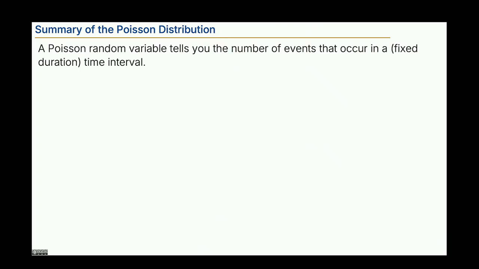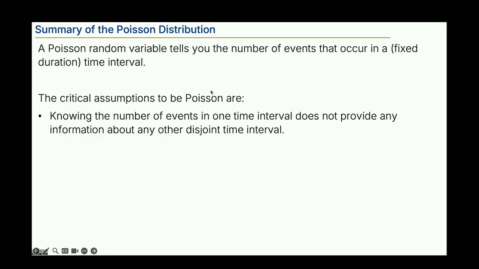So to summarize this little distribution, the Poisson random variable tells you the number of events that occur in some fixed duration time interval. I picked a minute. It could be an hour, whatever. But the key thing is that whatever your units of lambda are, that's what your Poisson is telling you. It gives the probability that you have a specific number of events per unit time for that random variable.